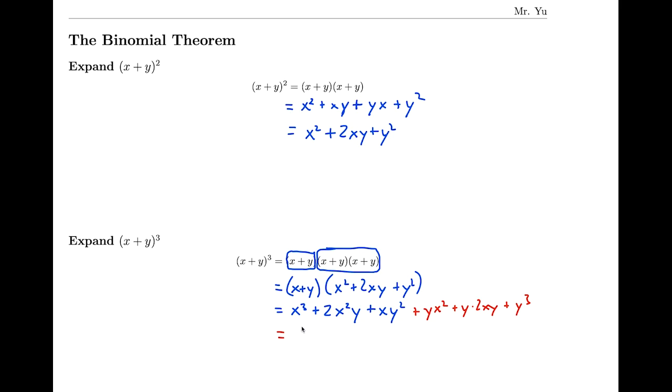So this simplifies to x³ plus, we have 2x²y plus an x²y, so that's 3x²y. And the next term is xy² plus, you can see y times 2xy is the same as 2xy², so that ends up being 3xy². And finally, we have the y³.